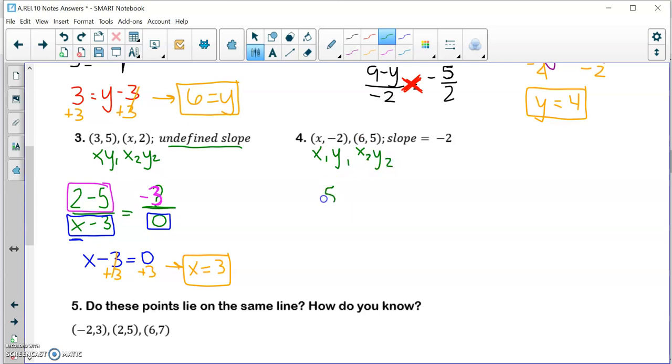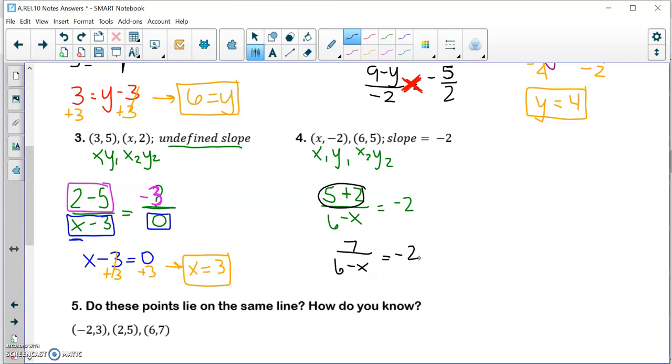Slope formula is y2 minus y1, minus a negative 2 is really a plus 2, all over x2 minus x1, and this should be equal to negative 2. I'm going to simplify my numerator here, so I have a 7 is equal to a 6 minus an x, and that would equal negative 2.